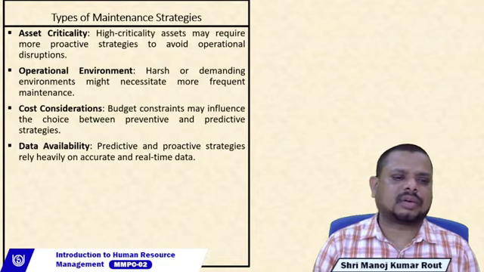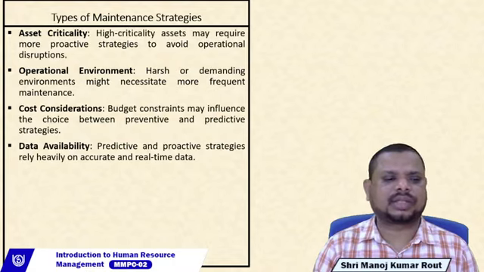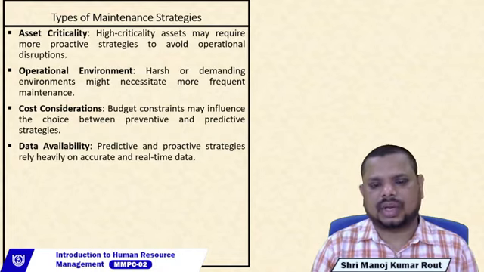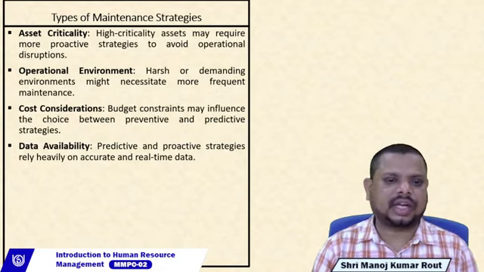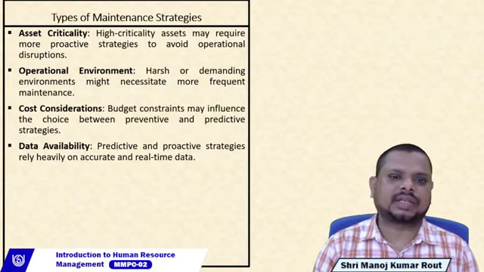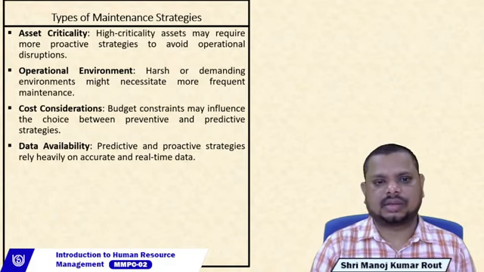The next one is data availability. Predictive and proactive strategies rely heavily on accurate and real-time data. If you provide wrong data or wrong machine specifications, that leads to a large amount of error in maintenance planning and scheduling. So these are the various maintenance strategies.